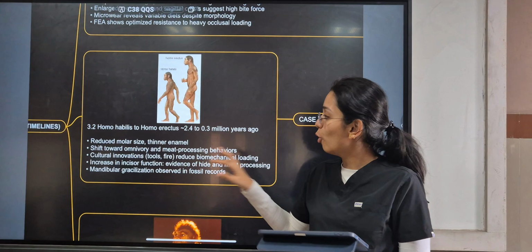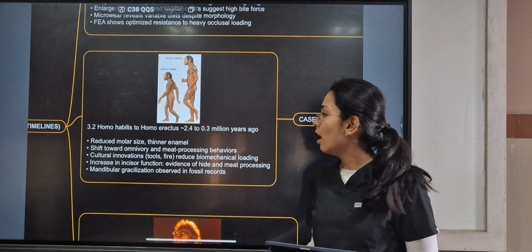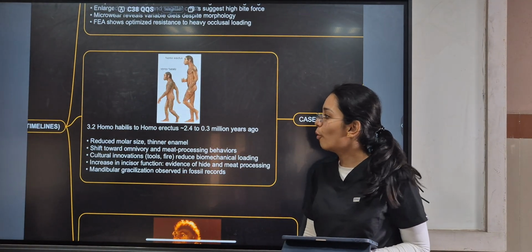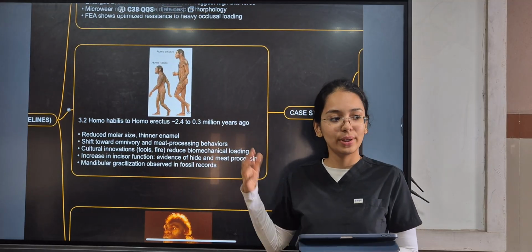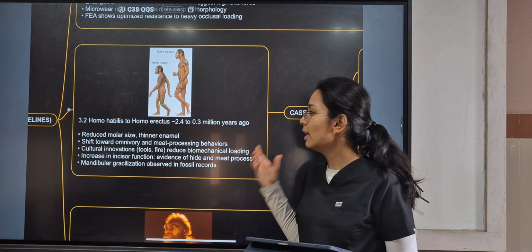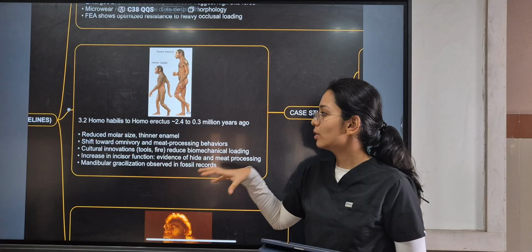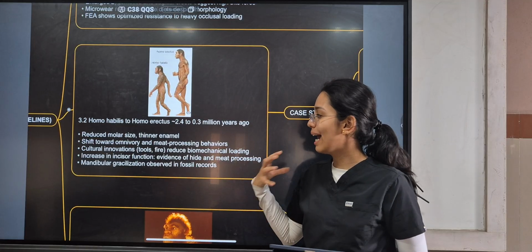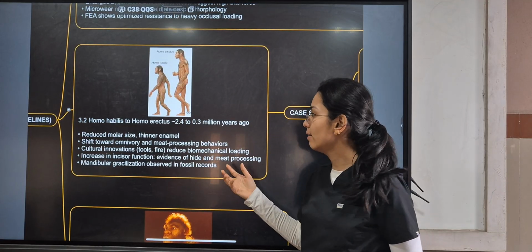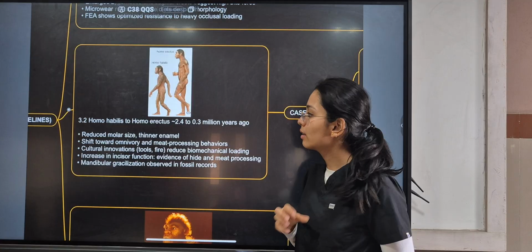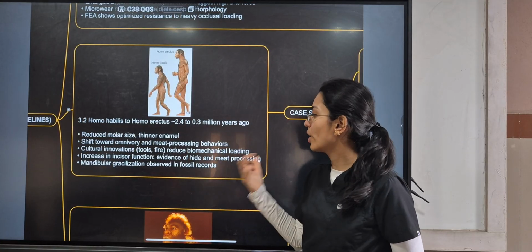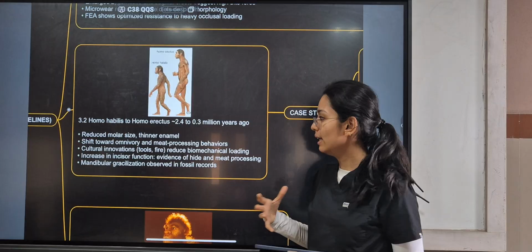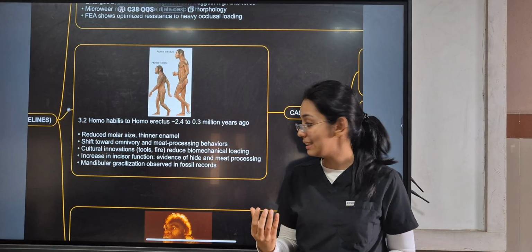Moving on to Homo habilis to Homo erectus, approximately 2.4 to 2.3 million years ago. They have a reduced molar size when compared to the previous species, and comparatively thinner enamel. A shift toward omnivory and meat processing behavior was seen in their era, and cultural innovations like tools and fire reduced the biomechanical loading, and there is an increase in the incisor function.